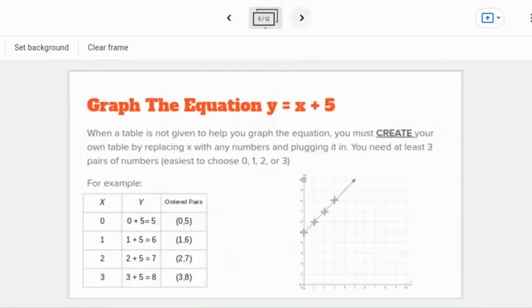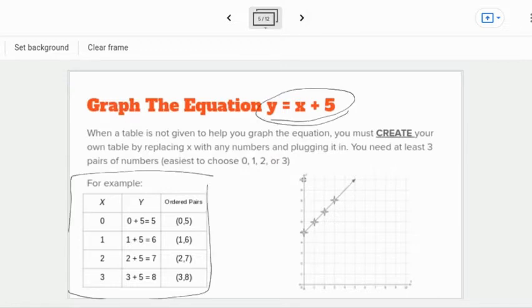Okay, let's look at the next one. Now this one says graph the equation y equals x plus 5. It says when a table is not given to help you graph the equation, you must create your own table by replacing x with any numbers and plugging it in. You need at least 3 pairs of numbers. Now, what if they just gave me this and they didn't give me the table? Well, I have to come up with a table. So that's what's shown right here.